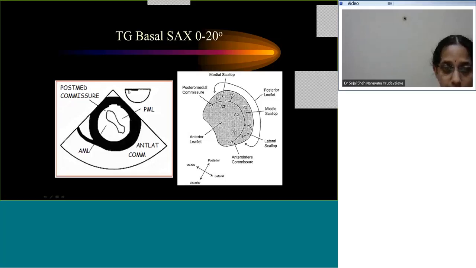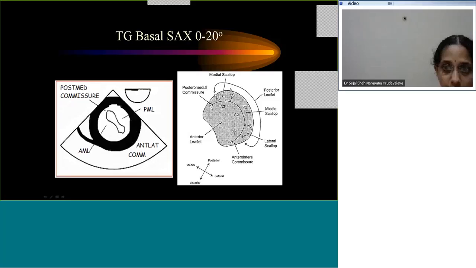This is again 0 degrees, and the anterior mitral leaflet and the posterior mitral leaflet will be seen in this orientation. Now, we have 3 scallops, as we understand, from the lateral to the medial aspects, named A1, A2, A3 or P1, P2, P3. The commissure situated on this side is the anterolateral commissure, and the other one is the posteromedial commissure. So we can understand this is medial, this is lateral, this is posterior, and this is anterior.